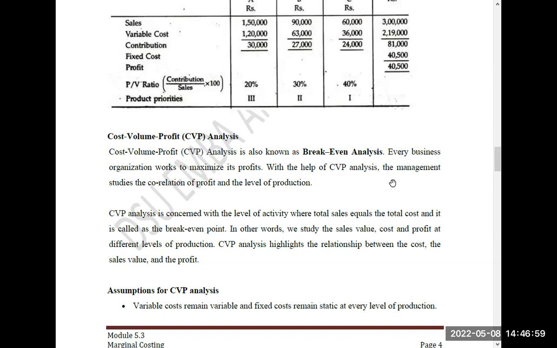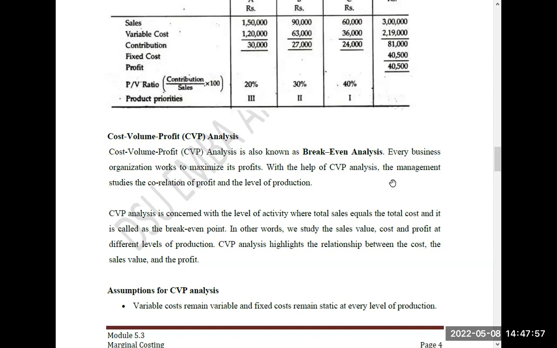So that analysis, okay, is concerned with the level of activity where total sales equals the total cost, and it is called the break-even point. We already discussed. You all told, break-even point is a point at which the revenue from total sales is exactly equal to the total cost. Suppose at the production of 5,000 units and the sale of 5,000 units, my total sales is just equal to the total cost. Then 5,000 units is called the break-even sales. Break-even sales can be expressed in terms of units, in terms of quantity, or in terms of rupees or dollars, the value. So no profit, no loss.